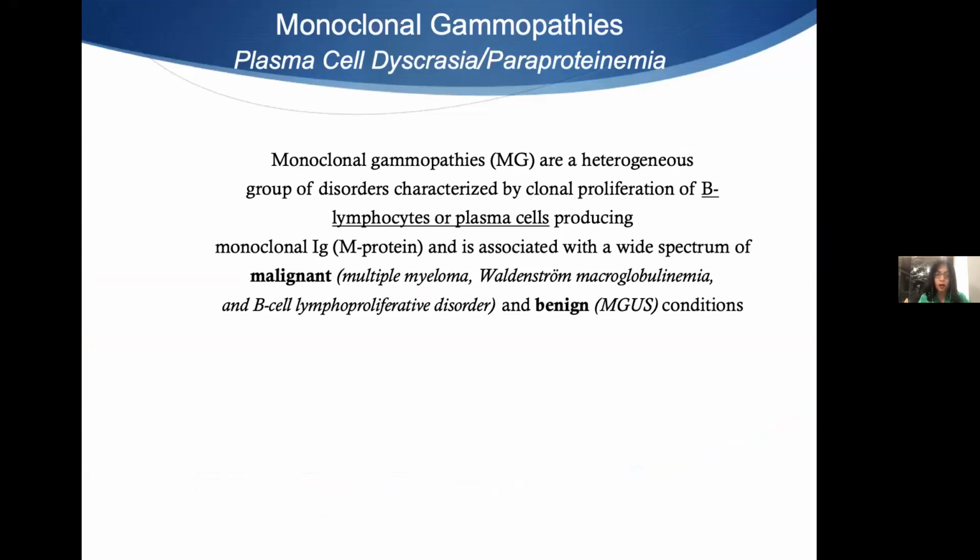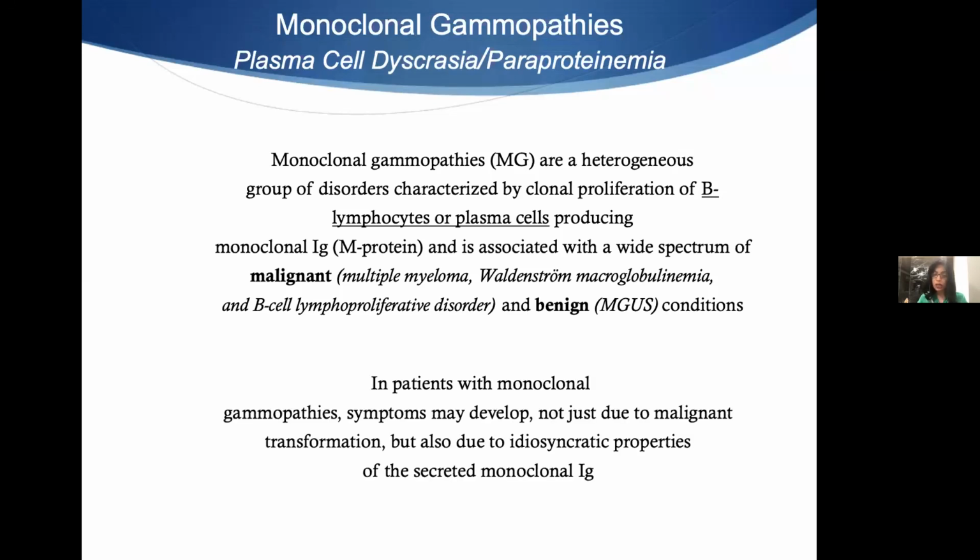So monoclonal gammopathies are a heterogeneous group of disorders which is characterized by clonal proliferation of B lymphocytes or plasma cells. This clone, this B cell clone or plasma cell clone, produces a monoclonal immunoglobulin. And this monoclonal immunoglobulin is what we refer to clinically or serologically as an M protein. And it's associated with a wide spectrum of both malignant and benign conditions.